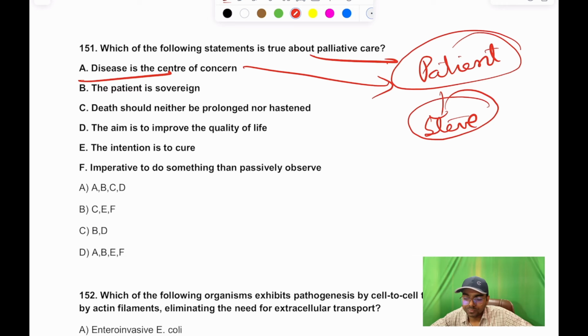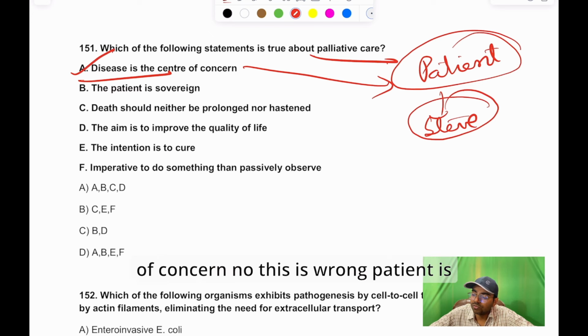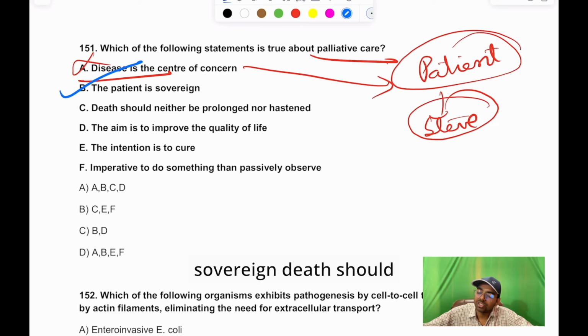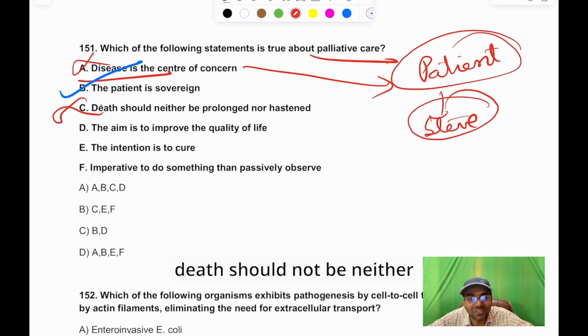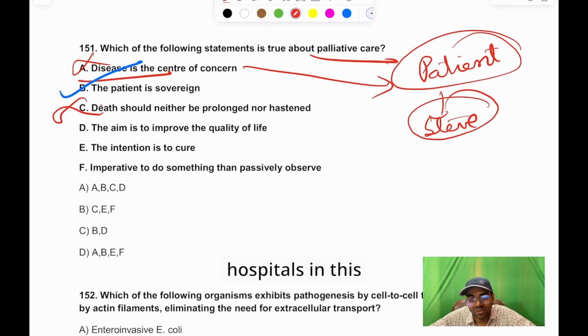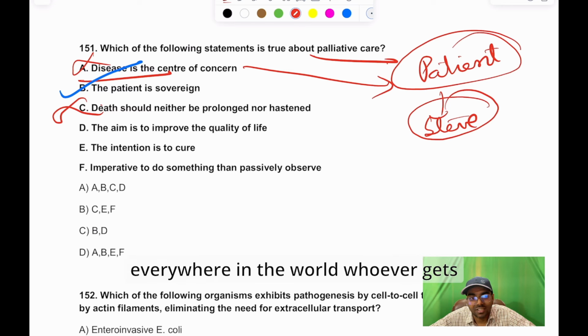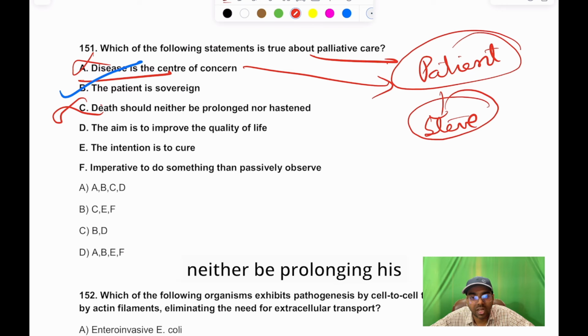So having basic surrounding knowledge will also help in solving this question. So disease is the center of concern? No, this is wrong. Patient is sovereign. Always the patient is sovereign. Death should neither be prolonged nor hastened. Then this is a very funny option. If death should neither be prolonged nor hastened, then in all the hospitals all around the country or the world, whoever gets cancer should not be admitted, should not be given any kind of treatment. Why? Because we would neither be prolonging his life nor hastening his death. But again, this is a very comic statement if you extrapolate it.